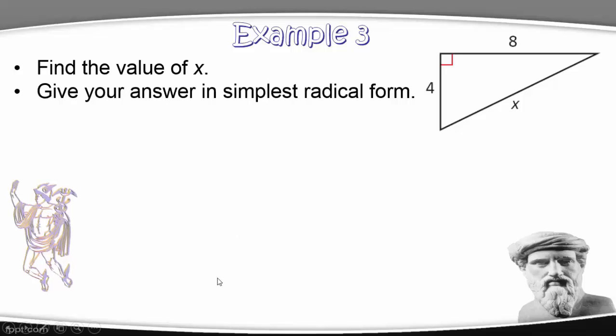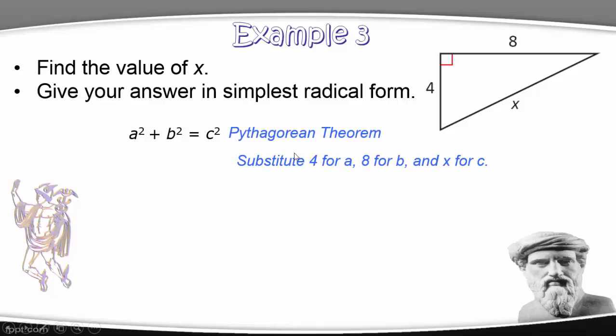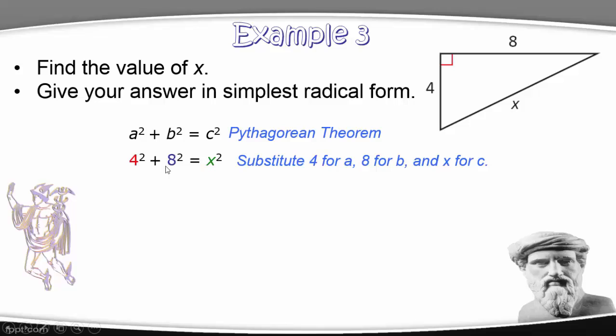And here example 3 is similar to example number 1, where we just want to find the value of x given two numbers. Each leg is identified with a number. And here again we use the Pythagorean theorem. We substitute in 4 for A and 8 for B. And you can reverse it. You can say 4 is B and 8 is A. It doesn't really matter, but we'll do it this way. So we have 4 squared plus 8 squared is equal to x squared.